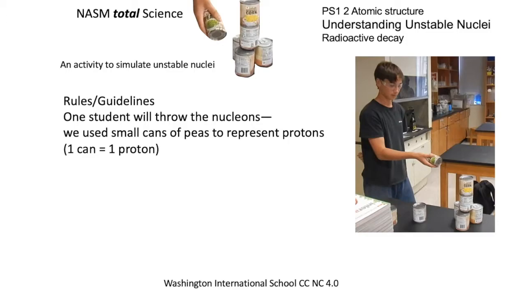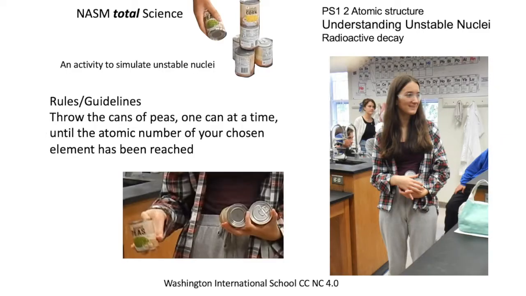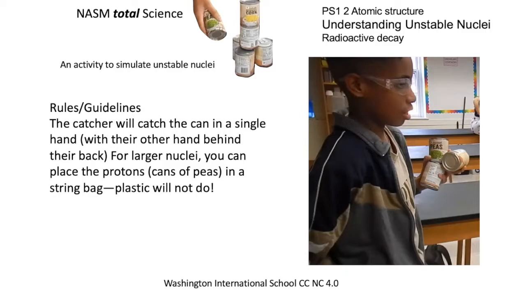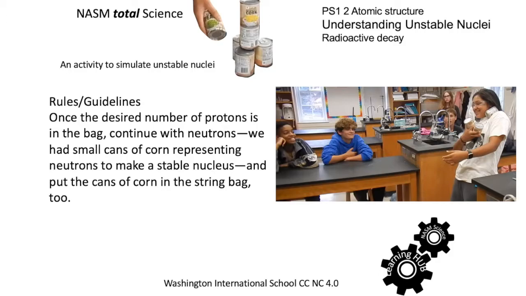We used a can of peas to represent protons, and one can was one proton, and throw one at a time until the atomic number of your chosen element has been reached. The catcher will catch the can in a single hand with the other hand behind their back, and for larger nuclei, you can place the protons, cans of peas, in a string bag. Plastic won't do because it'll stretch and break.